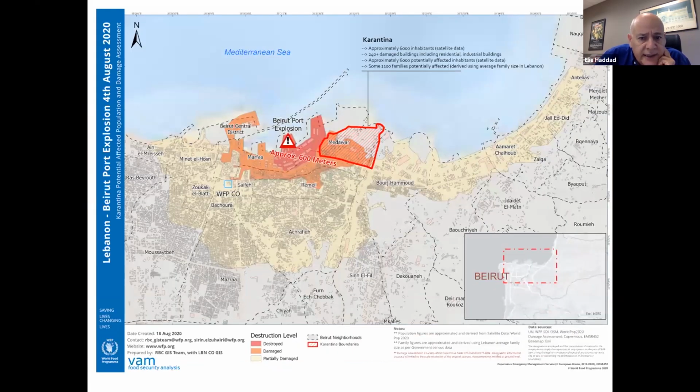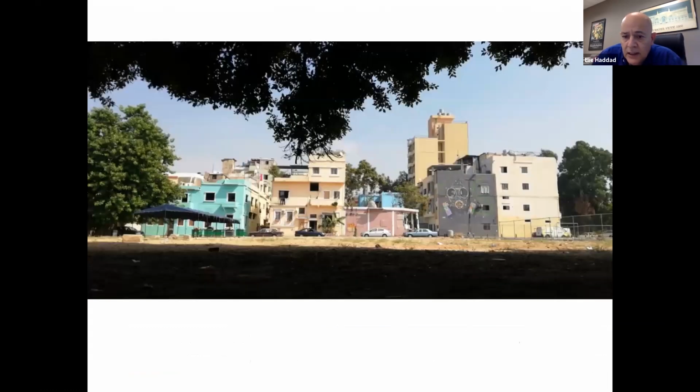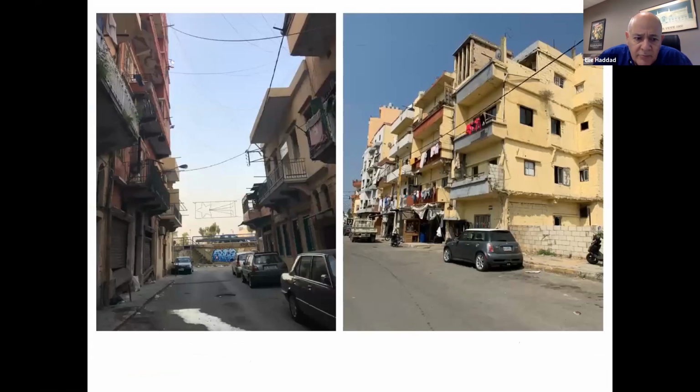So you see how, again, Karantina, which is part on some maps of the Medawar district, shows how close it is to the Beirut explosion, about 600 meters really from the epicenter. Now, the reason, of course, that this zone did not receive as much visibility in the press is it's a very low-income neighborhood and basically home to migrants from different countries as well as low-income families from other parts of the country.